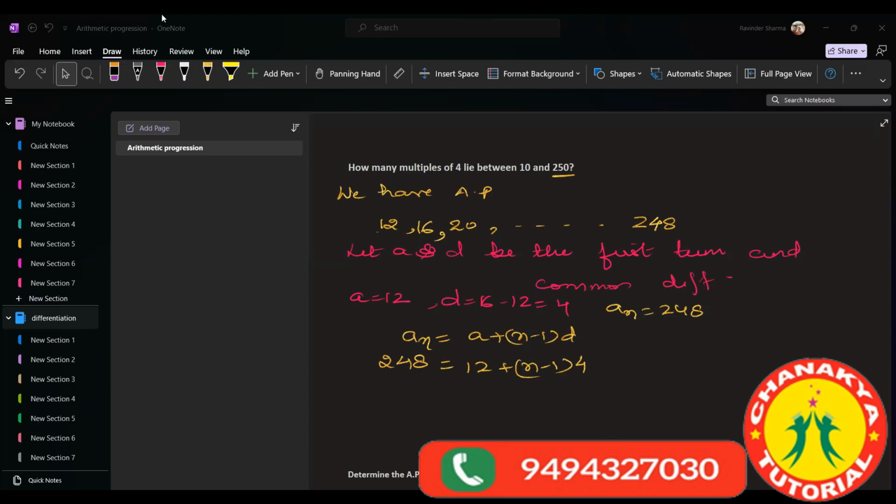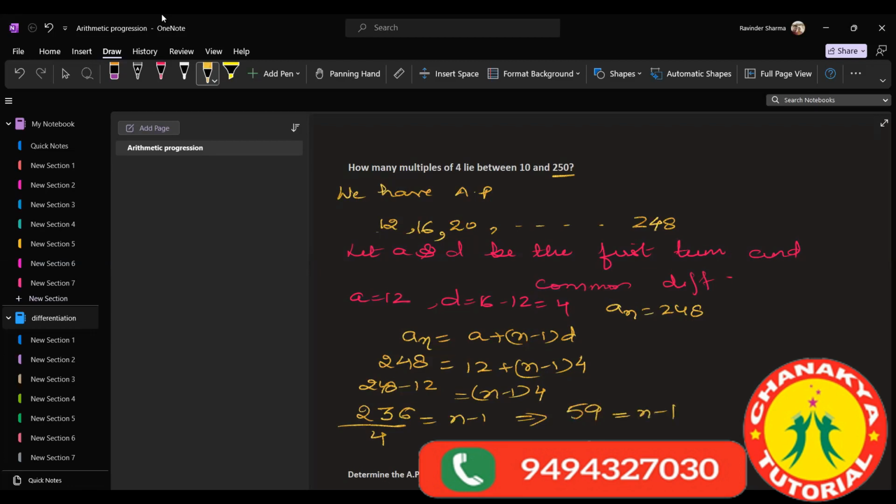Yes, children, got it? The answer will be 60. See, 248 minus 12 is equal to n minus 1 into 4. So now subtract: 248 minus 12 is 236. Divided by 4 will be equal to n minus 1. Now divided by 4: 4 5s are 20, then 4 9s are 36, so 59 is equal to n minus 1. Then the value of n will be 60. Understood, beta?